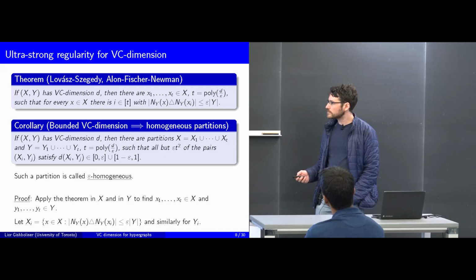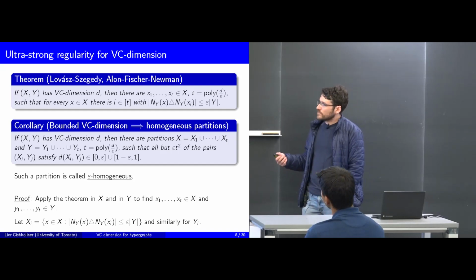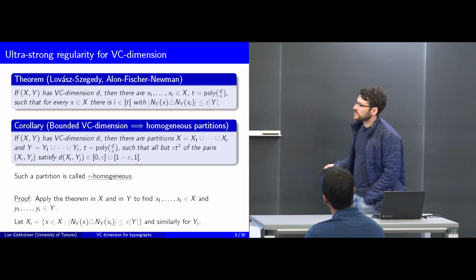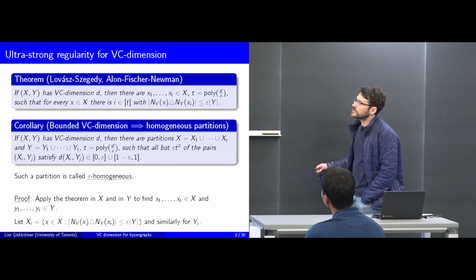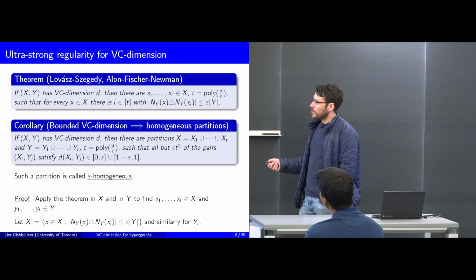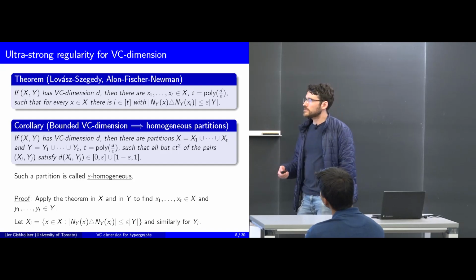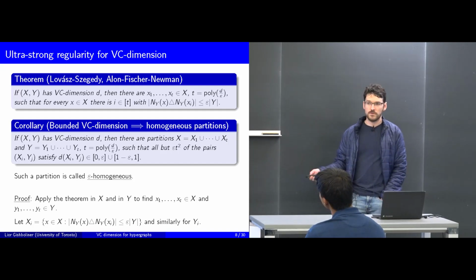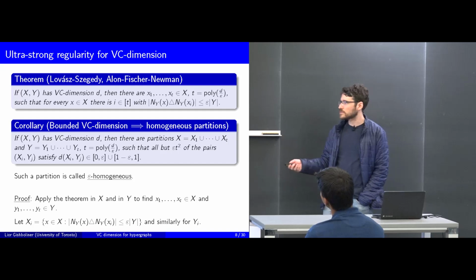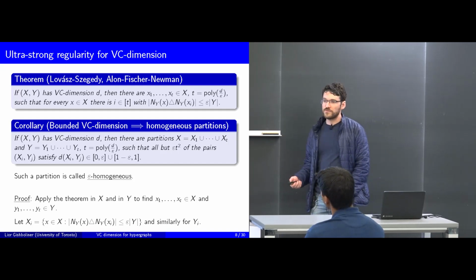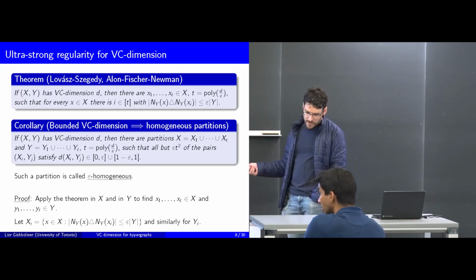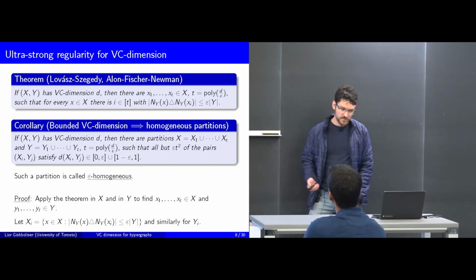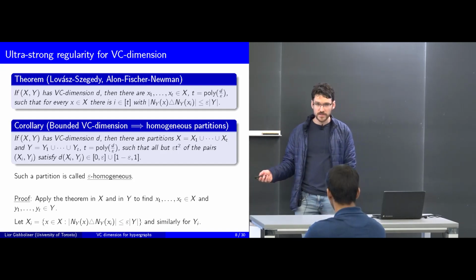Great, so we see that for graphs of bounded VC dimension, we actually have very strong results. We have this homogeneous partition, and the number of parts depends only polynomially on 1 over epsilon. And this is useful to prove Erdős–Hajnal results, if you're familiar, or to prove property testing results.